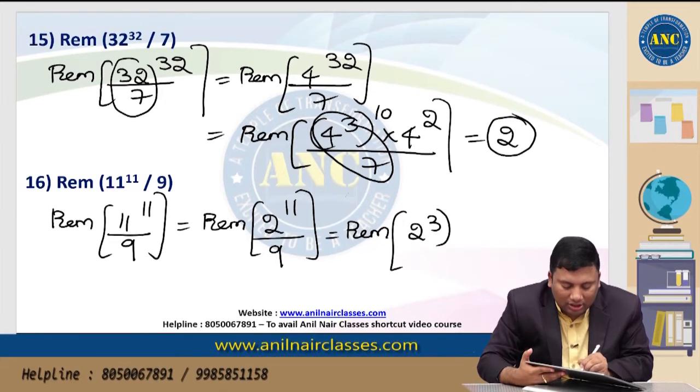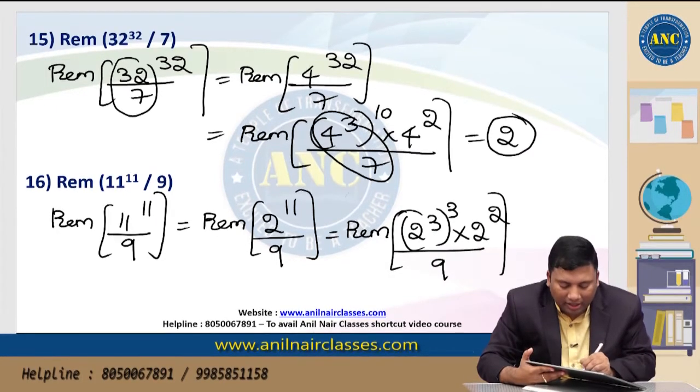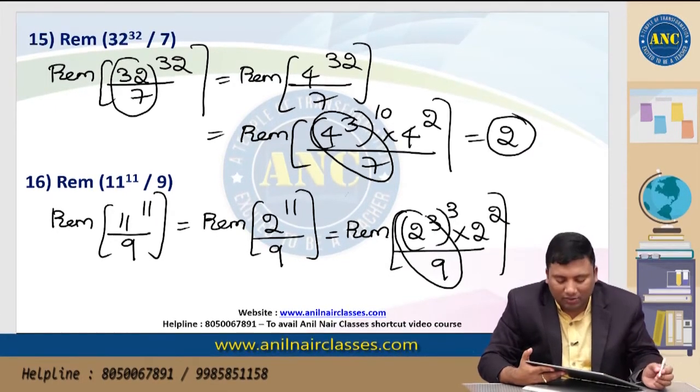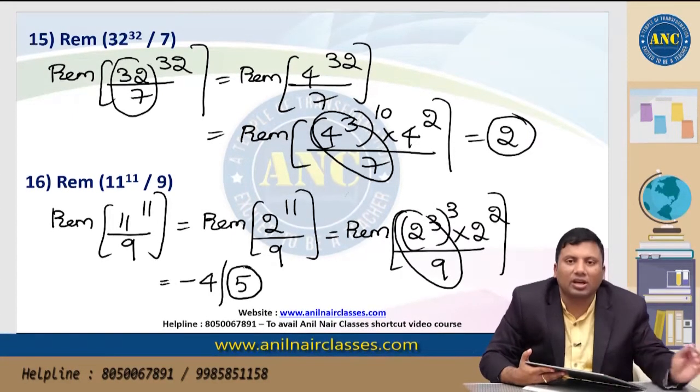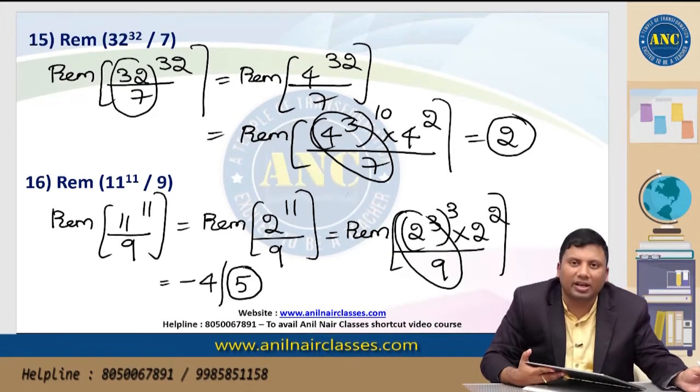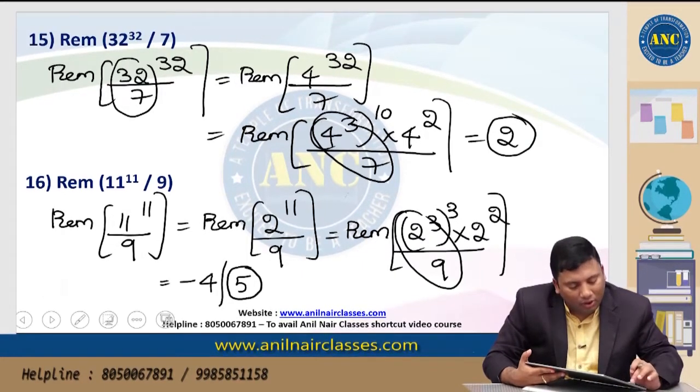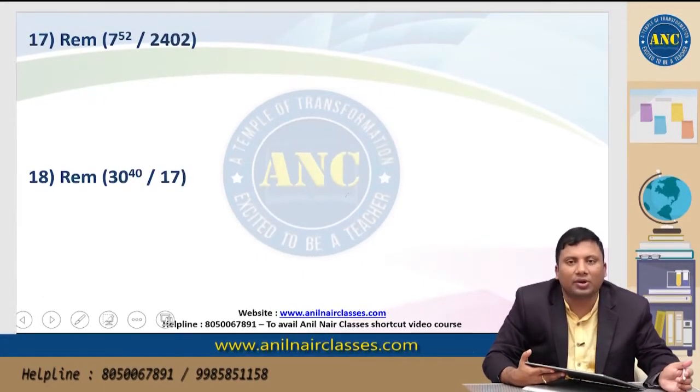So it is nothing but 2 cube power 3 into 2 square divided by 9. 8 divided by 9 is minus 1. Minus 1 into 4 is minus 4. If it is minus 4, the positive remainder is 5. I hope all the 16 problems are clear to you.